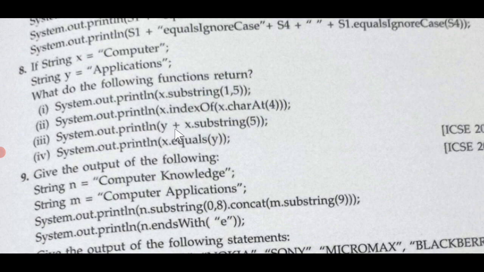After that, System.out.println(y + x.substring(5)). So here substring 5, we go for the index 5, 0 1 2 3 4 and 5. So ter will be returned here. So y will give us application, and then ter will be there, because from index 5 onwards ter is there: applicationter. Then System.out.println(x.equals(y)), so it will be false.